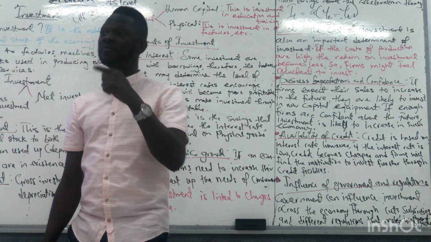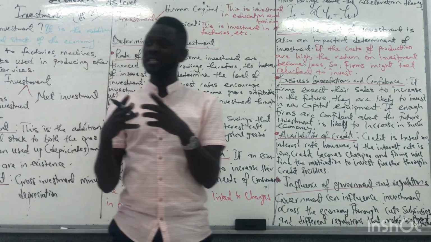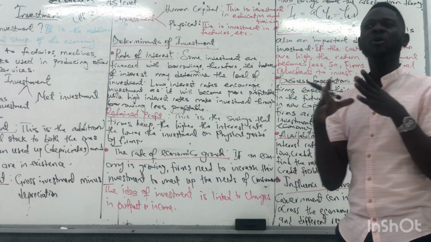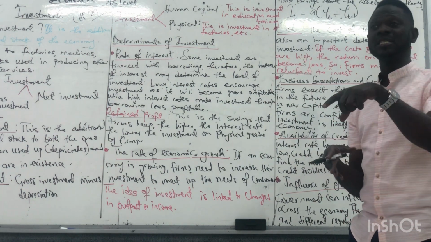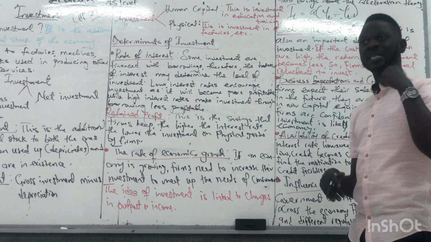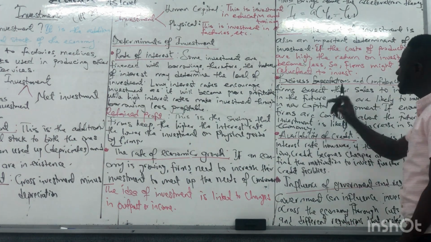If a lot of investors are confident that in the future they're going to make more sales, they will invest more. So at that point in time, a lot of investors will come into the economy because they believe the future is brighter. The availability of credit.